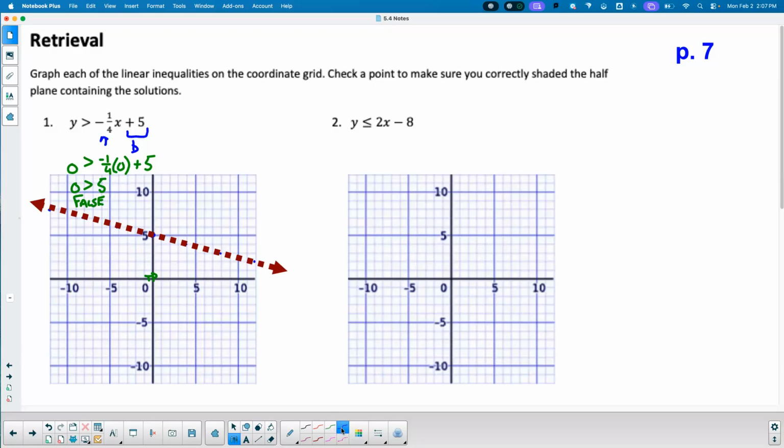Just to confirm that, let's also test point 4, 10. 10 would be greater than negative 1/4 times 4 plus 5. Negative 1/4 times 4 is negative 1. Negative 1 plus 5 is 4, and that is a true statement. So then, therefore, we would shade on this side of the line.